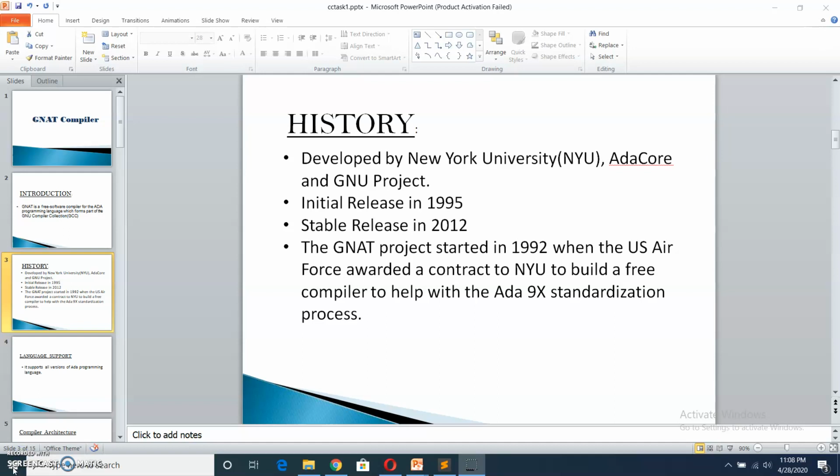The emergence of the GNAT compiler dates back to 1992 at the New York University. It was developed by the combined efforts of the NYU, ADA Core and the GNU project after being contracted by the US Air Force.